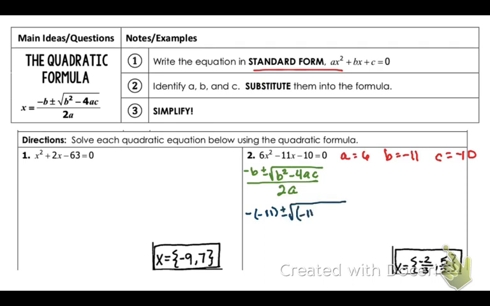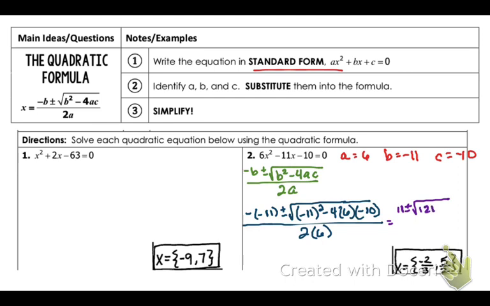Parentheses, negative 11 squared minus 4a and your c, all over 2 times a, which is 6. Okay, we're going to keep cleaning this up. Alright, so this is going to give me 11 plus or minus the square root. Negative 11 squared is 121.